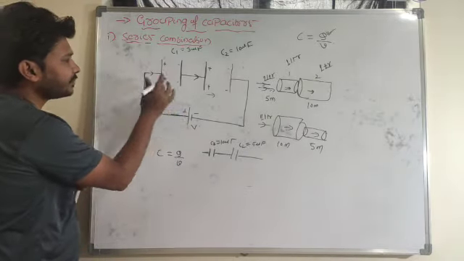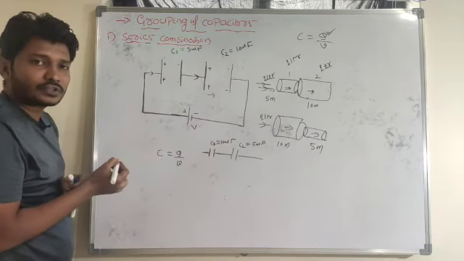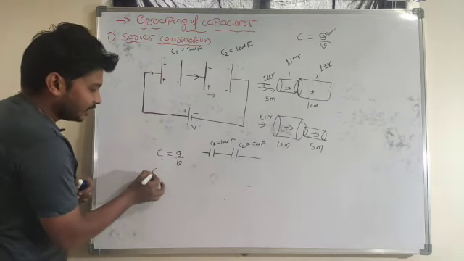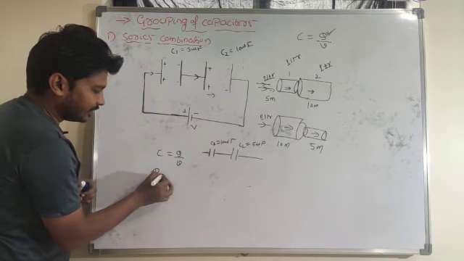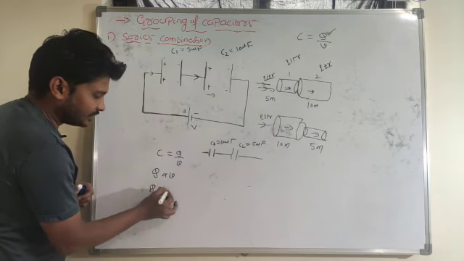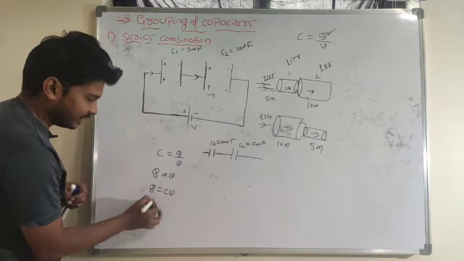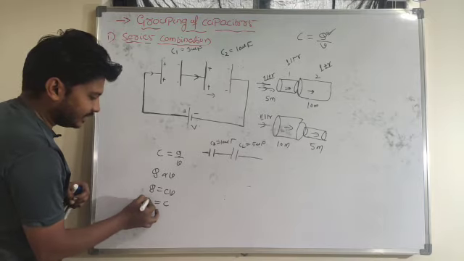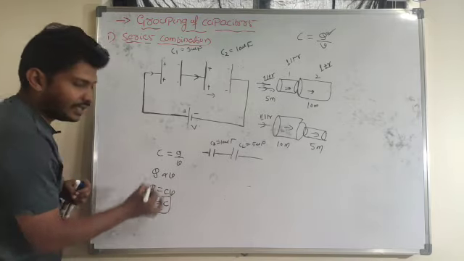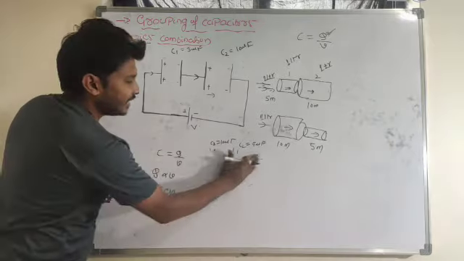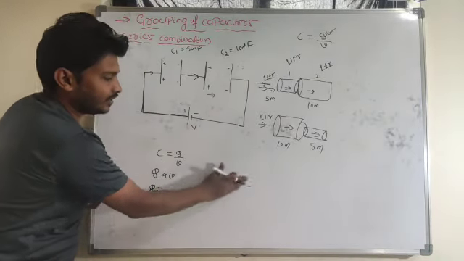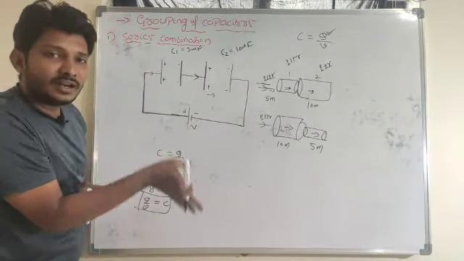So Q is proportional to V, that is, Q is equal to C into V. In the last class we discussed that. Shall I rearrange it here? C is equal to Q by V. So it means that in case of a series combination, the quantity of charge will remain the same here.